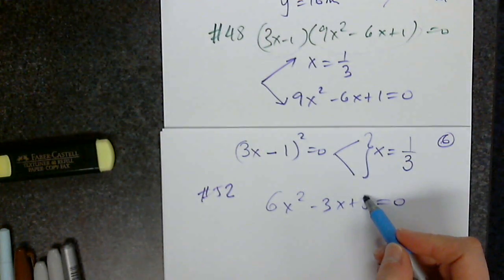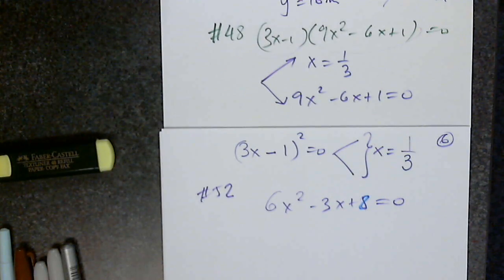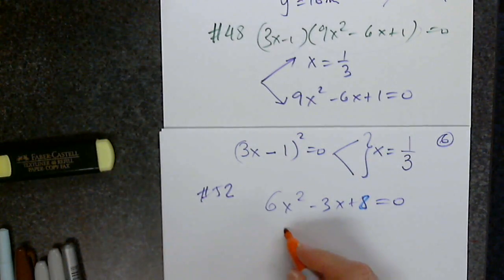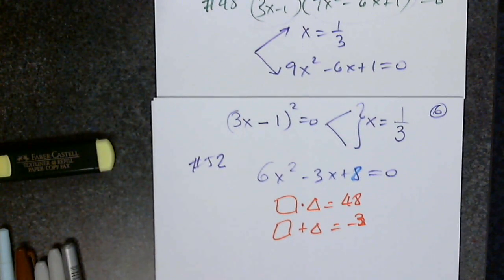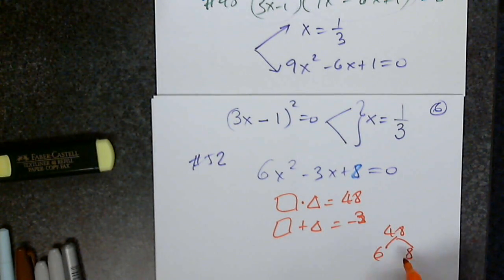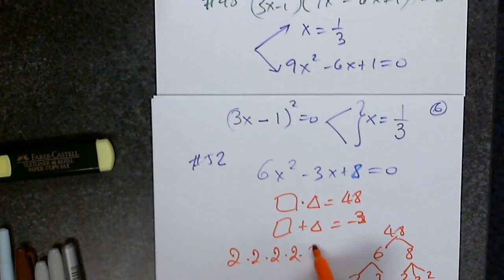Okay, any suggestions here? Any suggestions? Yes? You need to find two numbers whose product is 48 and whose sum is negative 3. Very good. 48 again is a big number. So 48 is 6 times 8, which is 2, 3, and 2, 2, and 2.